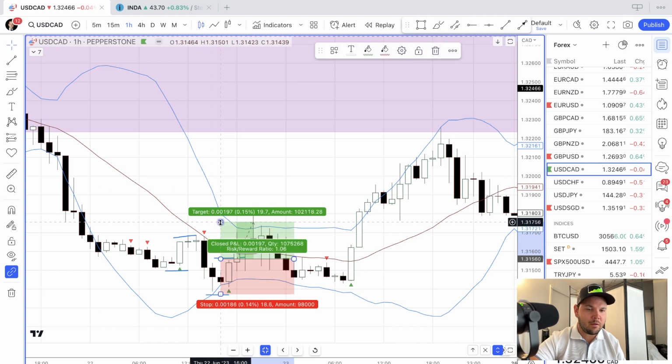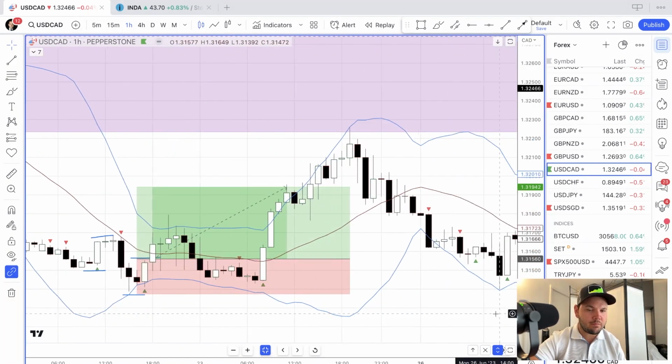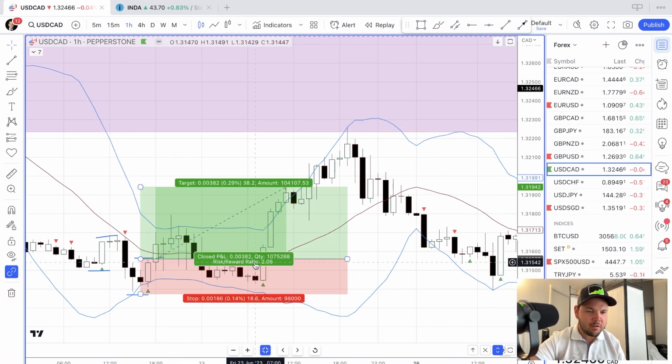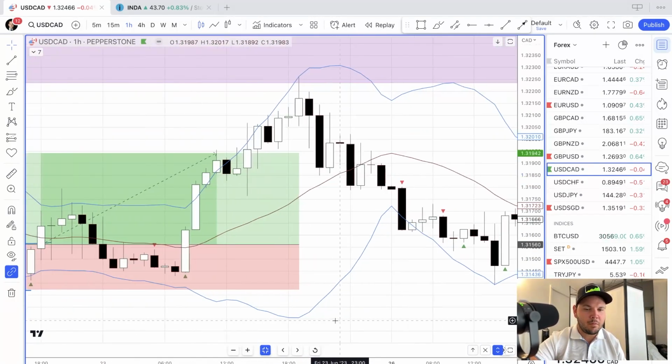Stop loss will be here, and we can target a 2-to-1, and that one here is triggered. So that's good. Same thing here. This one here will be beyond the middle band. We wouldn't take this trade right here, but we have a lot of them.